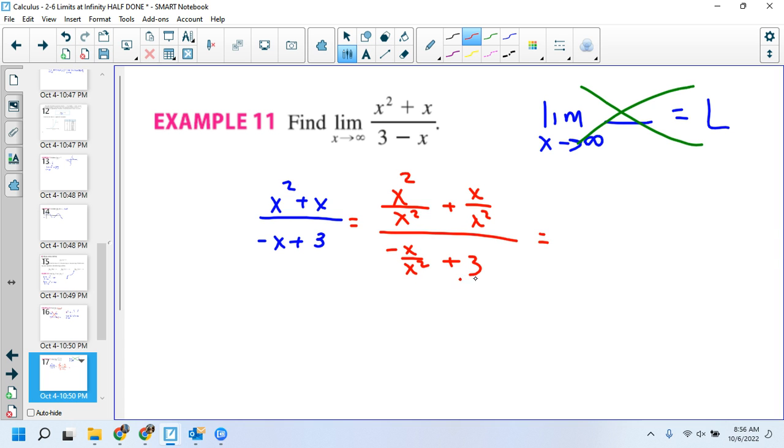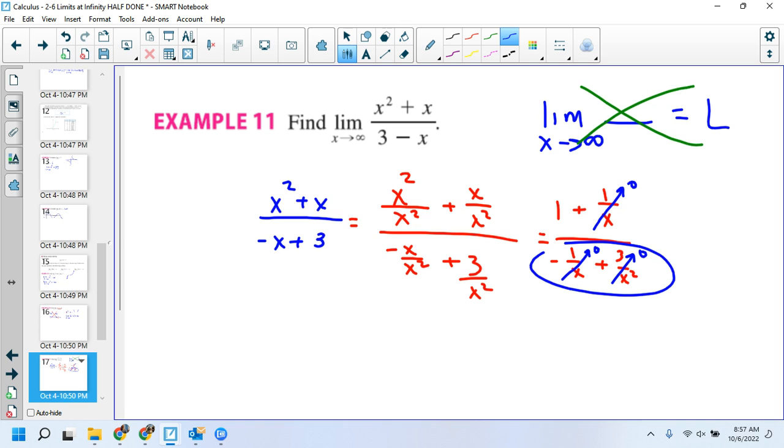What would I get? Well, this would turn into 1 plus 1 over x over negative 1 over x plus 3 over x squared. What happens as I send x to infinity? Well, that stays 1. This goes to 0. This goes to 0. This goes to 0. Uh-oh. Everything goes to 0 in the denominator, and I end up trying to divide by 0. So that technique actually doesn't work like this.